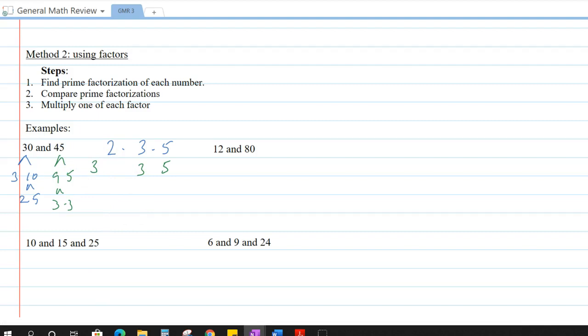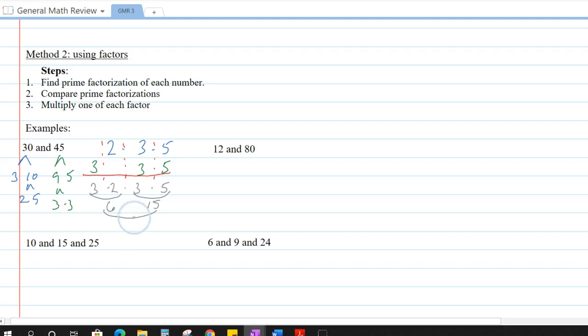Now what we need is one of everything. So I'm going to go ahead and separate them just to make it easier to see. And then I'm going to want one of each piece. So I have a 3, I have a 2, I have another 3. There's duplicates that only need a single. And I have a 5. Again, duplicates, I only need a single. Now what you do is simply multiply those all the way through. 3 times 2 is 6. 3 times 5 is 15. 6 times 15 is 90.